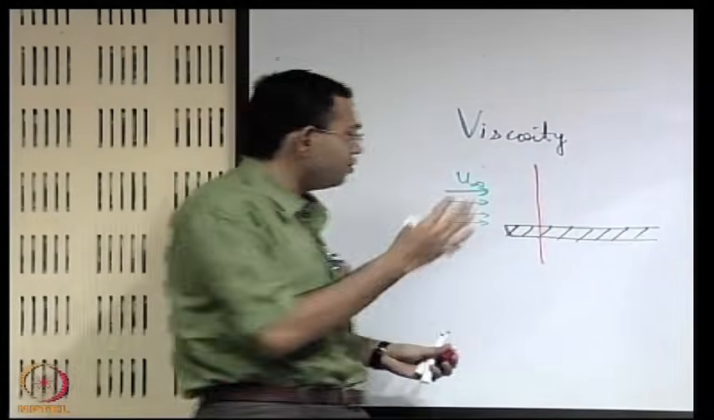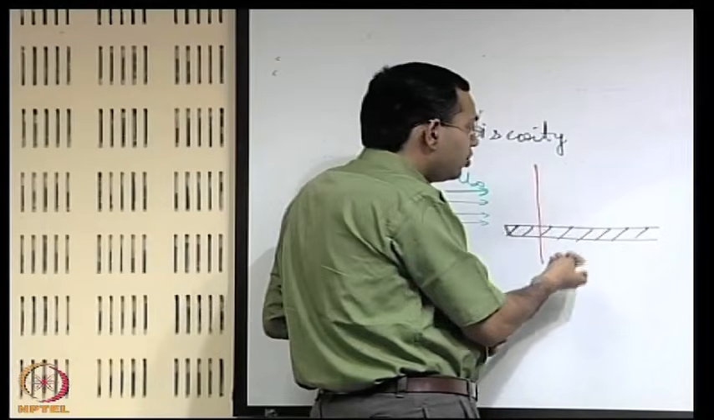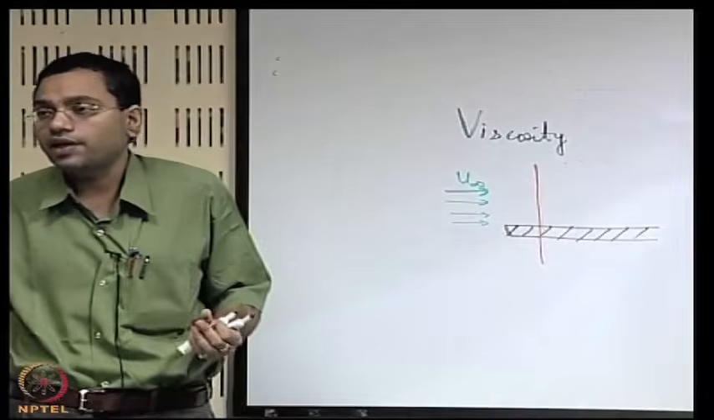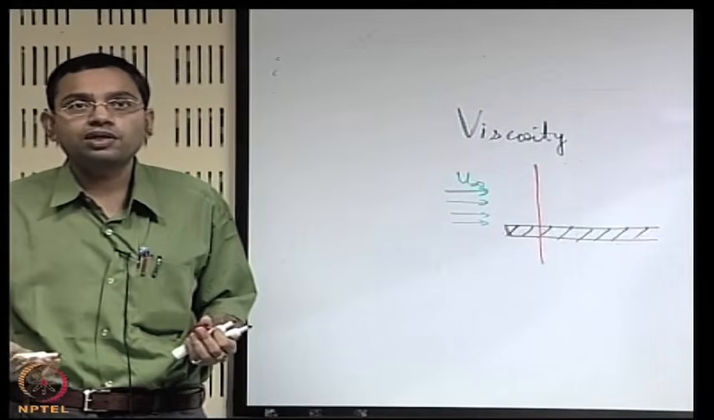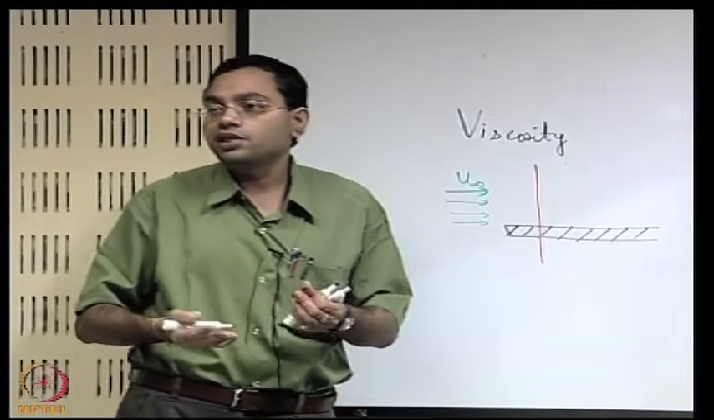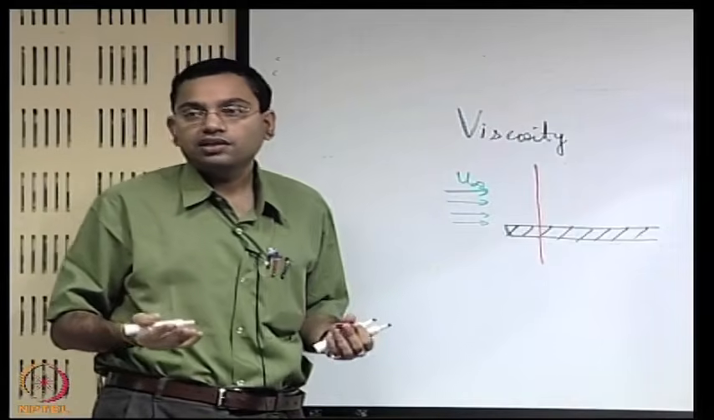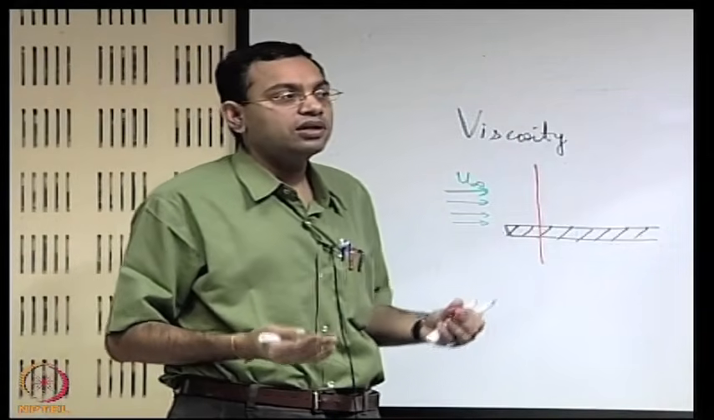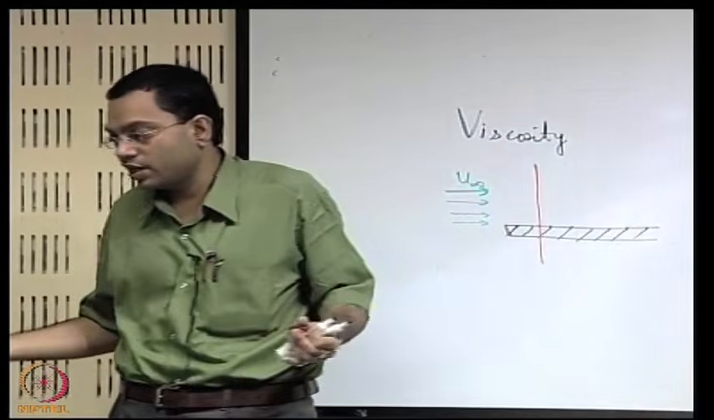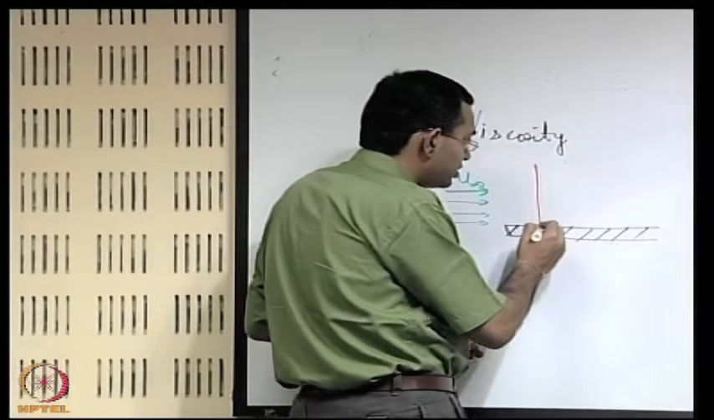So, there must be some mechanism within the fluid by which a momentum disturbance is propagated, and because of this momentum disturbance, what happens? There is a resistance to relative motion between various fluid layers. So, viscosity is also responsible for creating a resistance against relative motion between different fluid layers. So, let us see how the relative motion takes place.